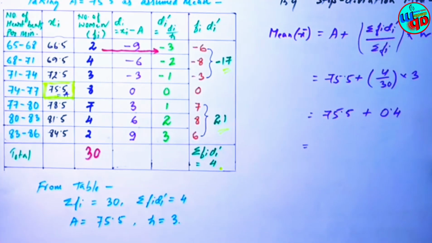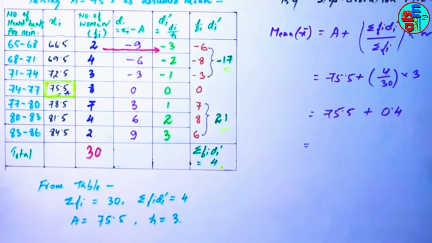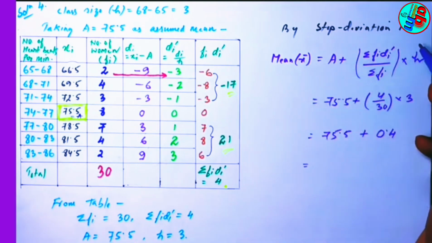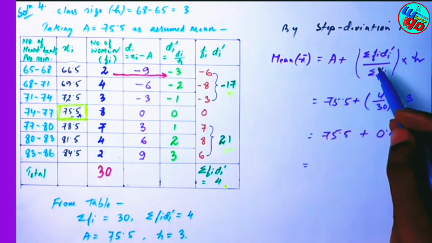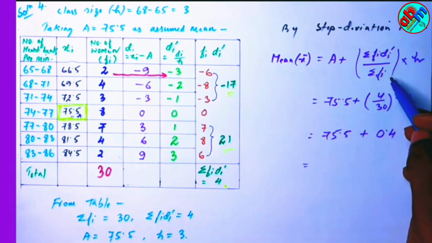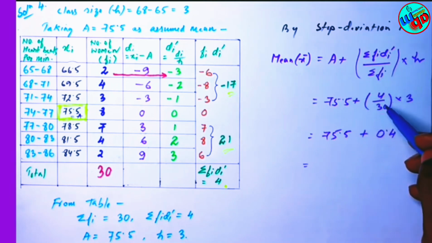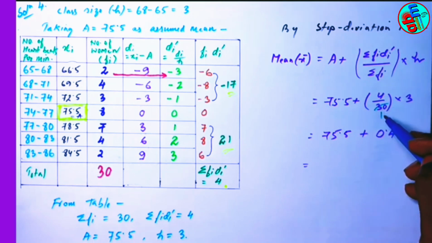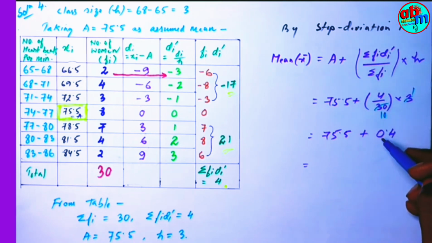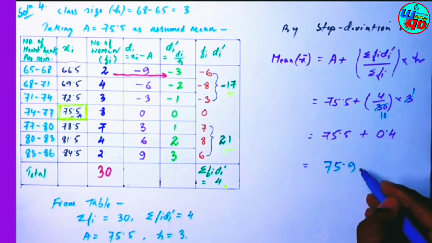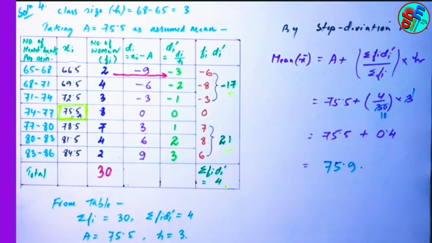From the table we have summation fi equal to 30, summation fidi dash equal to 4, A equal to 75.5, h equal to 3. So by the step deviation method we have mean equal to A plus summation fidi dash by summation fi into h. We put the values: 75.5 plus 4 by 30 into 3. So 3 into 10 is 30, 3 into 1 is 3, so 4 by 10 is 0.4, so 75.9 is our answer. Therefore the mean heartbeats per minute for these women is 75.9 beats per minute.